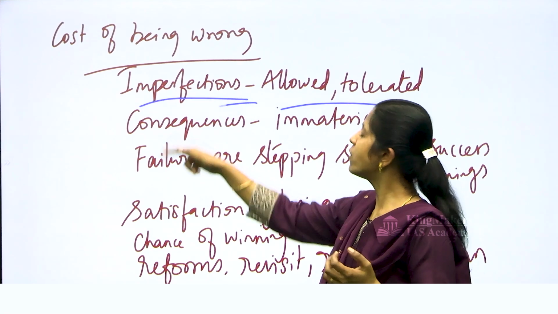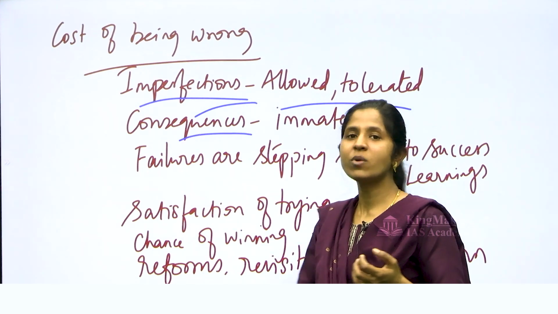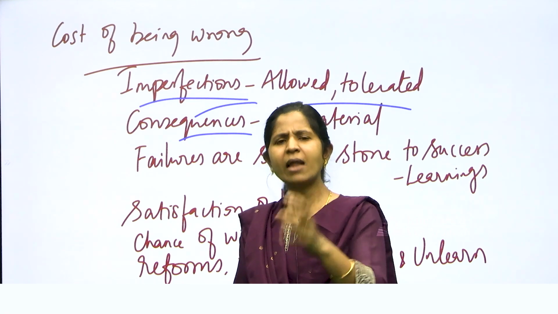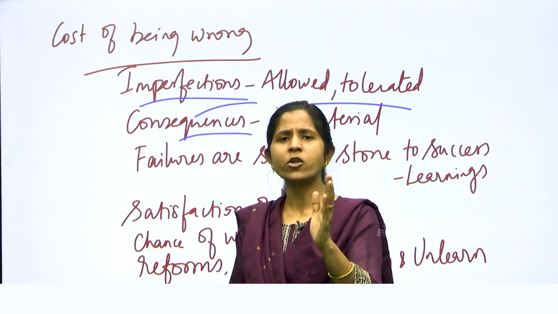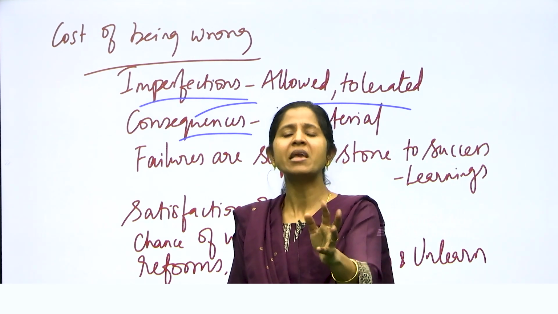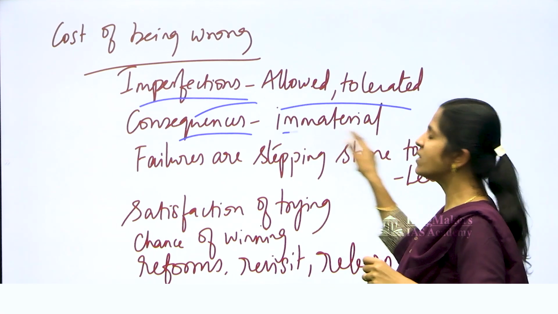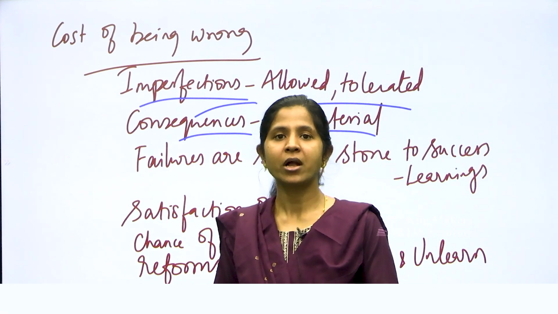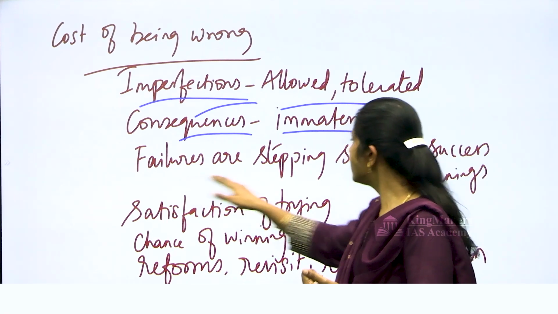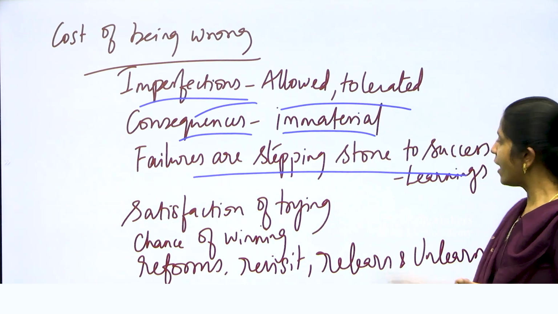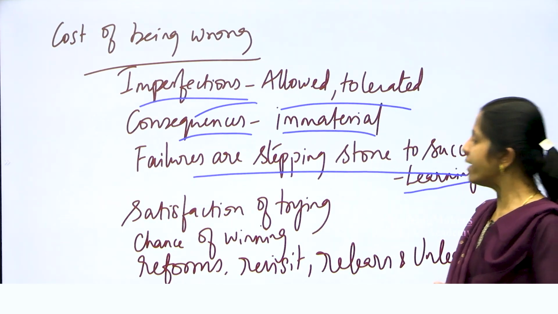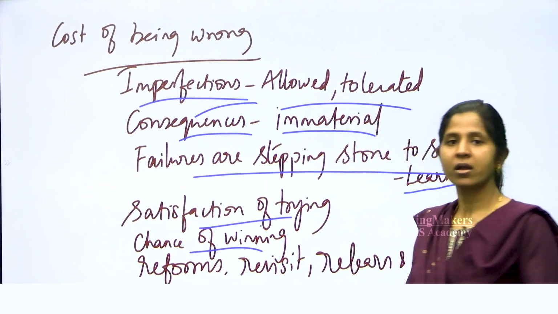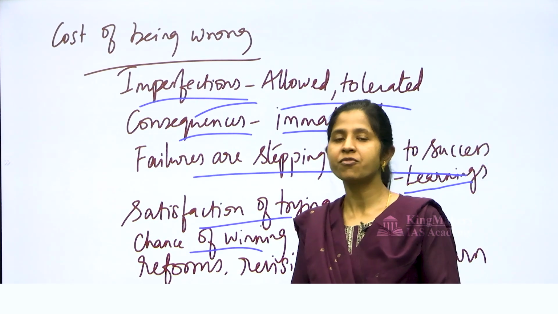And you have to allow imperfections, and consequences are not the only thing in life. Consequences can be wrong or right. What you're doing, what is your intention, what is your means, that's very important in life. Consequences are immaterial. You can succeed or you can fail, but you are happy about trying. So that's very important. And failures are stepping stones of success, and you learn a lot of things from failures, and there is satisfaction of trying, and there can be a chance of winning.